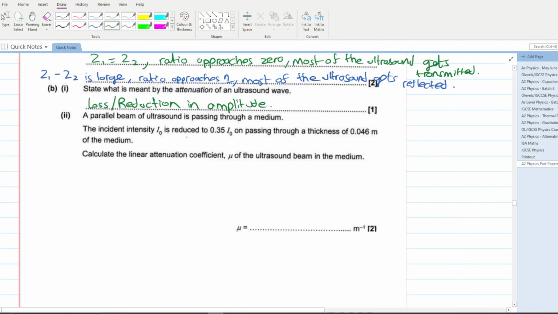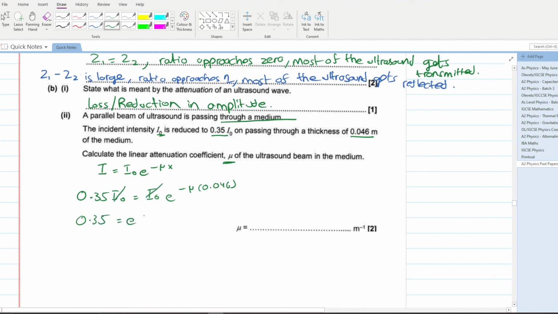Let's see this. A parallel beam of ultrasound is passing through a medium. The incident intensity I naught is reduced to 0.35 I naught on passing through a thickness of this value of the medium. Calculate the linear attenuation constant mu. Do you remember this equation? I is equal to I naught e to the power minus mu x. What is your intensity after passing through the medium? 0.35 I naught. What is your intensity initially? I naught. What is the value of x? The thickness, 0.046. I naught cancels out.